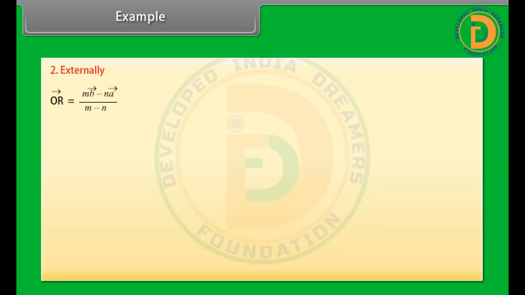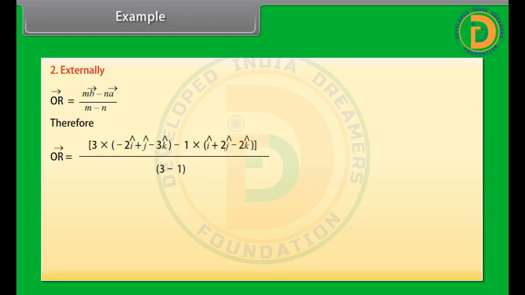Externally, vector OR is equal to m vector B minus n vector A by m minus n. Therefore, vector OR is equal to 3 into minus 2 cap i plus cap j minus 3 cap k minus 1 into cap i plus 2 cap j minus 2 cap k by 3 minus 1 equals minus 7 cap i plus cap j minus 7 cap k by 2 equals minus 7 cap i by 2 plus cap j by 2 minus 7 cap k by 2.